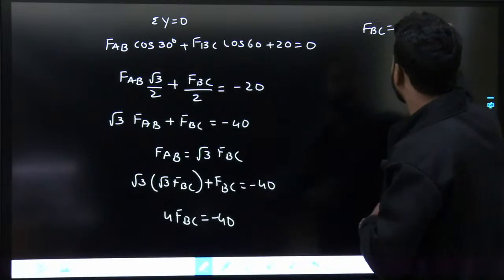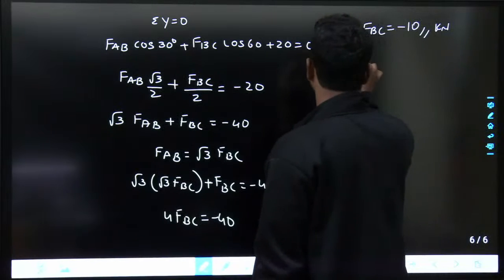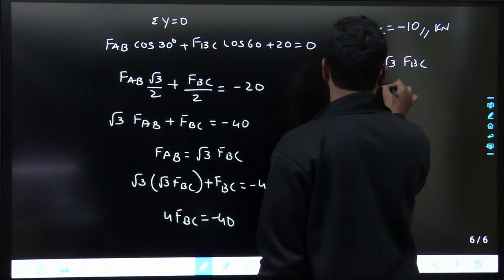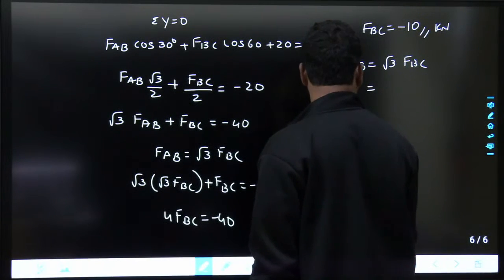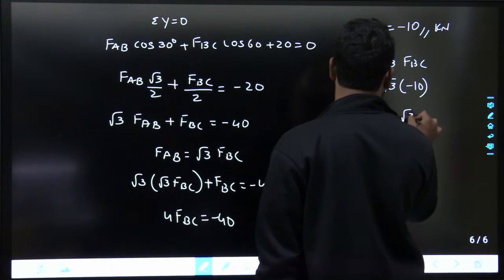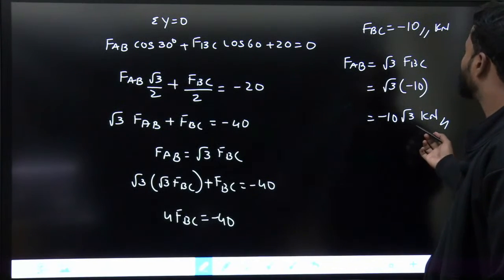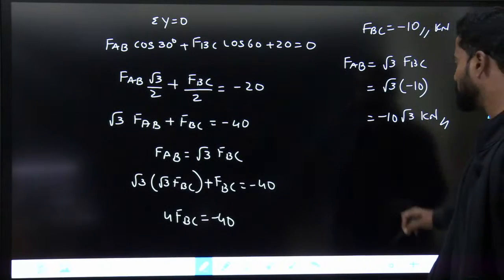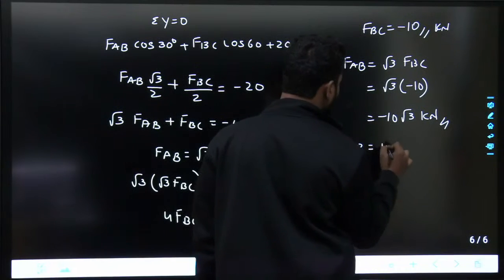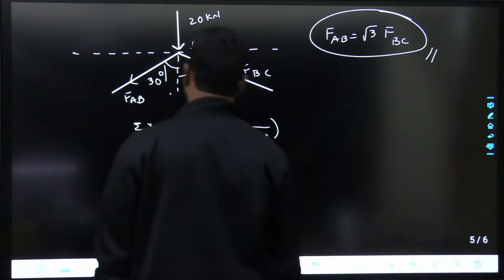Minus means our assumed direction is wrong. Similarly, FAB would be equal to root 3 FBC, that is root 3 multiplied with minus 10, root 3 kilonewtons. FAB is also negative, which means our assumed direction is wrong. Change the direction. So if I change the direction, FAB would be equal to 10 root 3 kilonewtons, in the opposite direction.